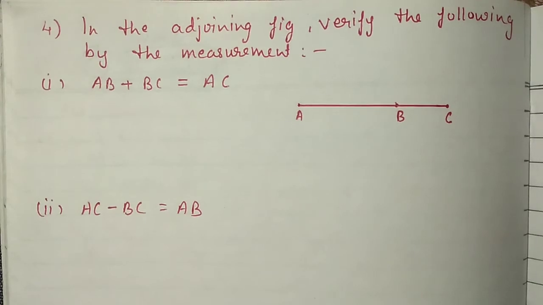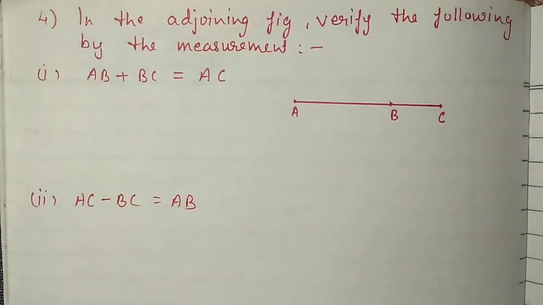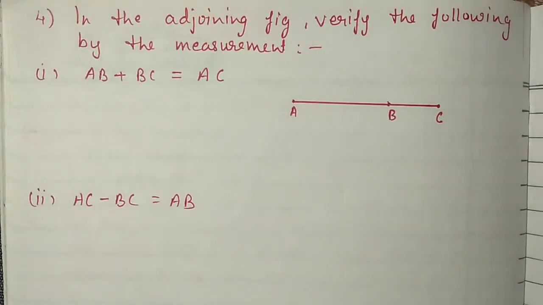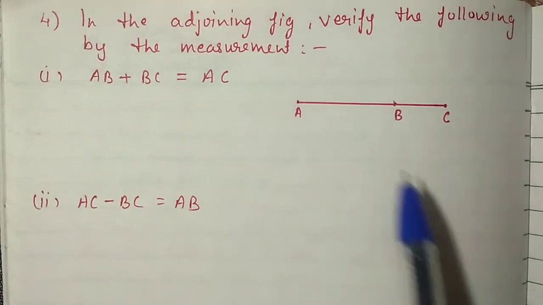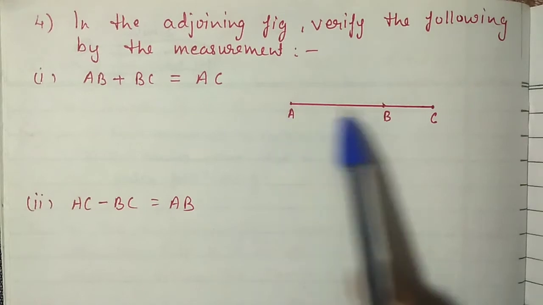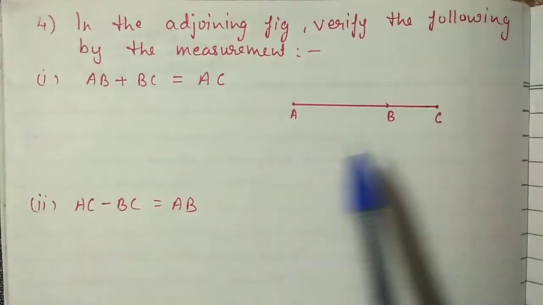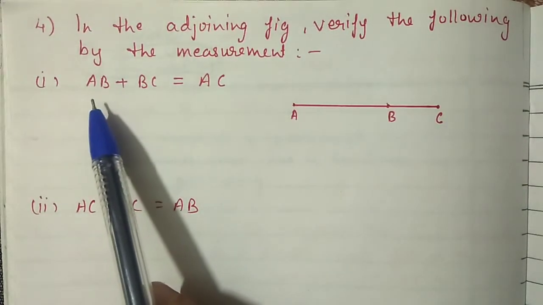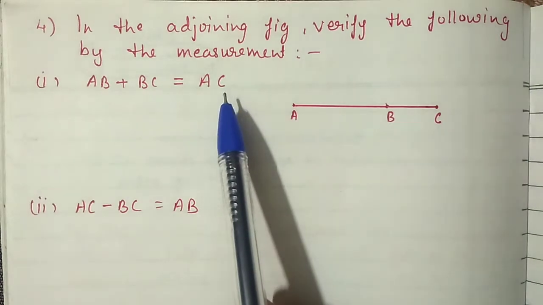Next, question number 4. In the adjoining figure, verify the following by the measurement. So this figure is given, A, B, C. One straight line is given. All 3 points are collinear. And we have to verify this. Means AB plus BC is equal to AC.